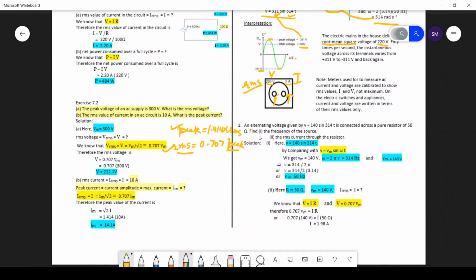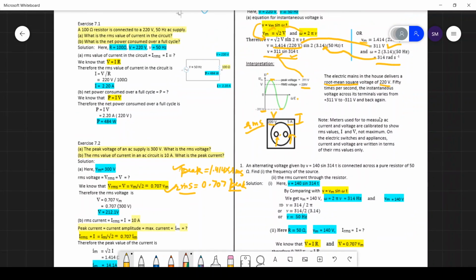On electric switches and appliances also, the current and voltage are written in terms of RMS values only. Let us do one more CBSE question. An alternating voltage is given by this equation. Instead of 311, now the peak voltage is 140. But omega is the same as in the previous question.